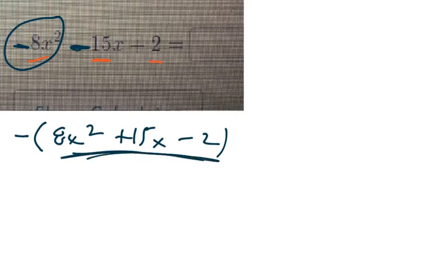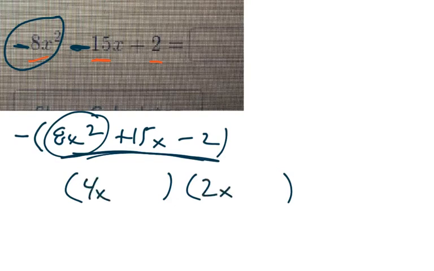I can now factor this. Now again, guys, you could use the X method. There's nothing wrong with the X method. But let me show you my way. I'm going to do a set of parentheses. Guys, what's the most common way to do 8x squared? 4x times 2x.